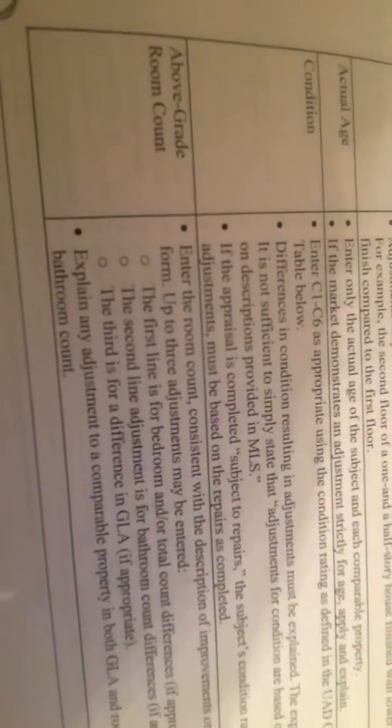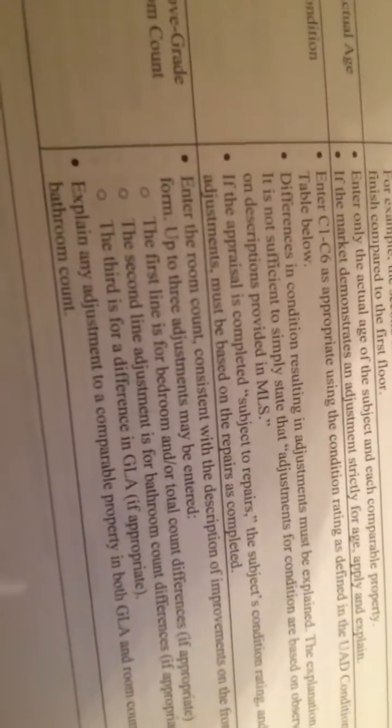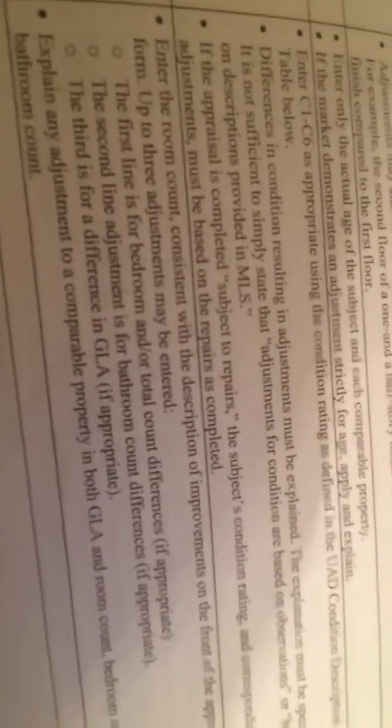Field: Above grade room count. Protocol: Enter the room count, consistent with the description of improvements on the front of the appraisal form. Up to 3 adjustments may be entered. The first line is for bedroom and/or total count differences, if appropriate. The second line adjustment is for bathroom count differences, if appropriate. The third is for the difference in GLA, if appropriate. Explain an adjustment to a comparable property in both GLA and room count, bedroom count and/or bathroom count.